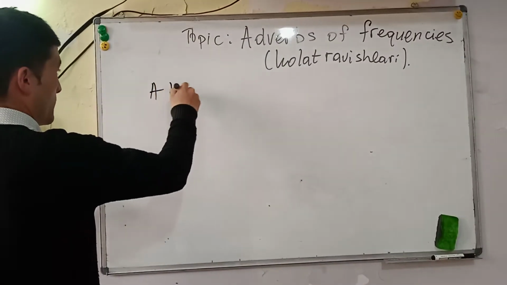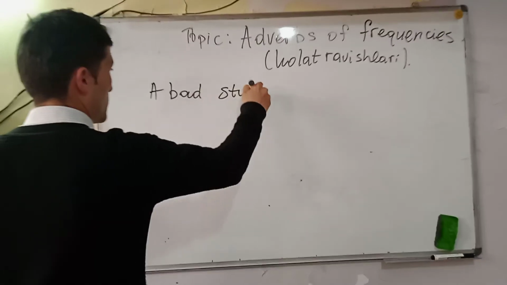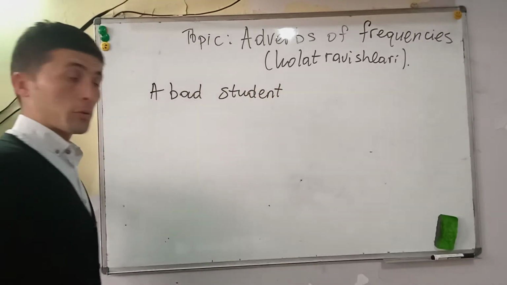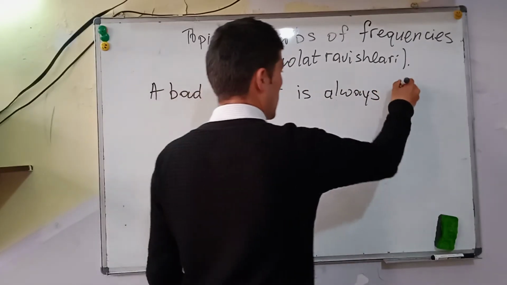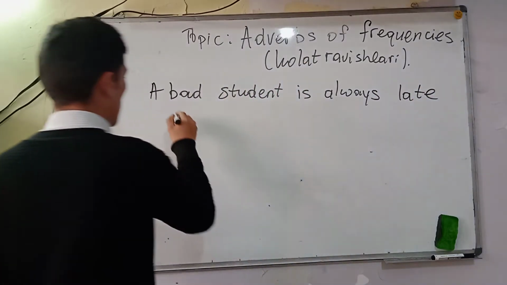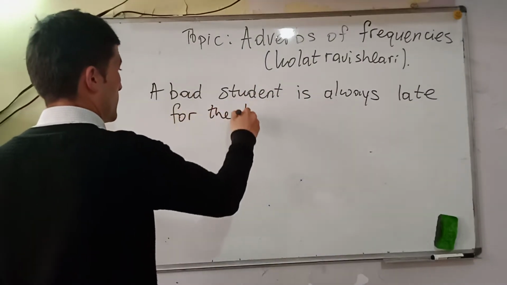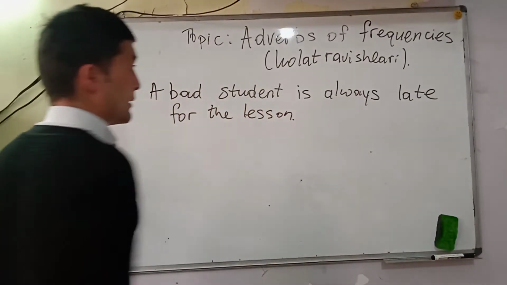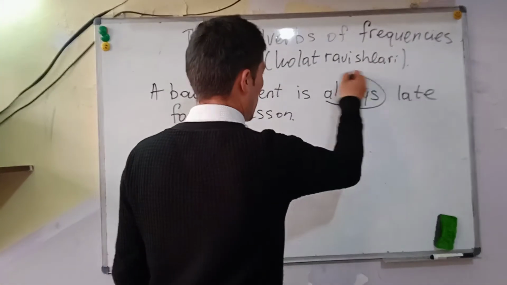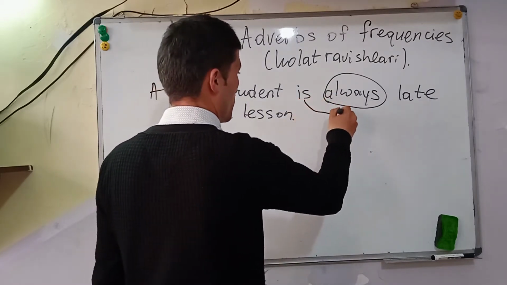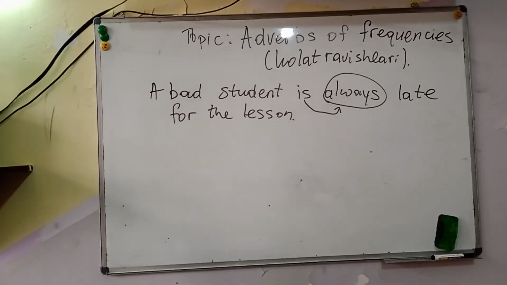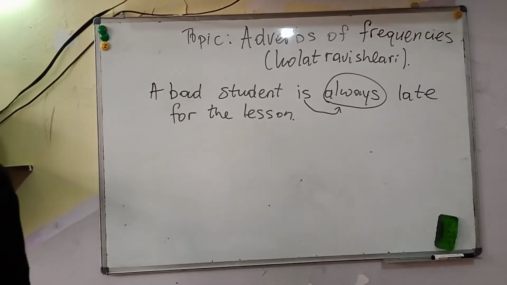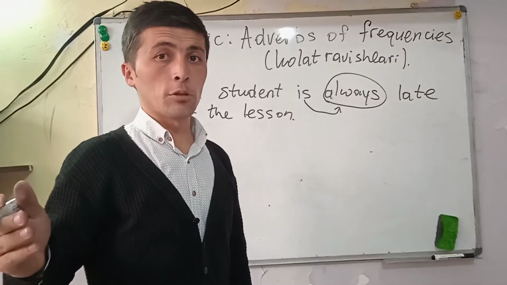A bad student is always late for the lesson. Understand? Here is the adverb of frequency, and it comes after the verb to be. Understand? After the verb to be. We said that we use adverbs of frequency after the verb to be.